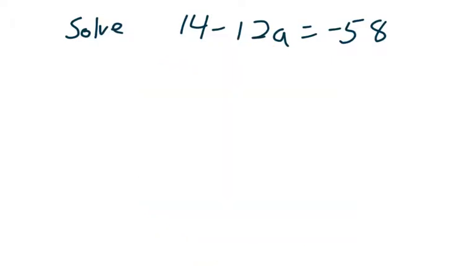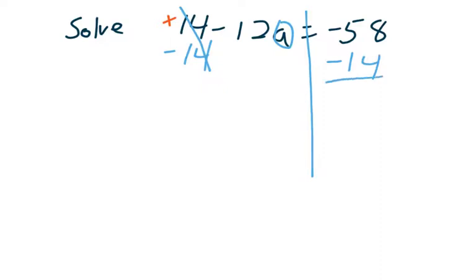First thing, draw our line, circle the A, and I need to subtract 14. Remember, we look at the sign in front of the 14. It's really a positive 14, so a minus 14 would cancel that and make it nothing. I do minus 14 on the other side. I'm going to add those up because they're like signs, and I get 72, and I keep the sign.